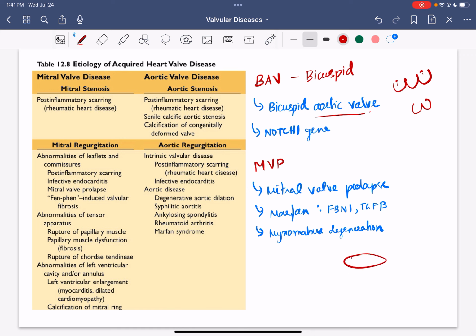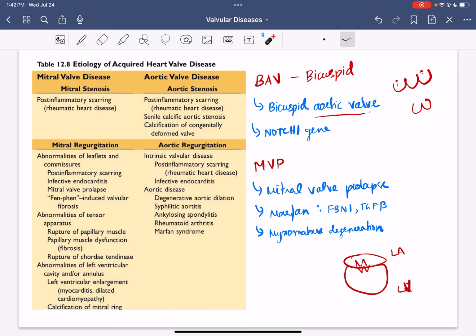So the mitral valve is present in the left side of the heart, right? So remember, just take for example left atrium, left ventricle, and you have the mitral valve here. So what happens? This mitral valve goes backwards, okay, and as a result there is insufficiency, and this is usually seen in patients with Marfan syndrome who have a gene mutation of fibrillin 1 gene and TGF beta, and this is generally due to myxomatous degeneration of the valve.